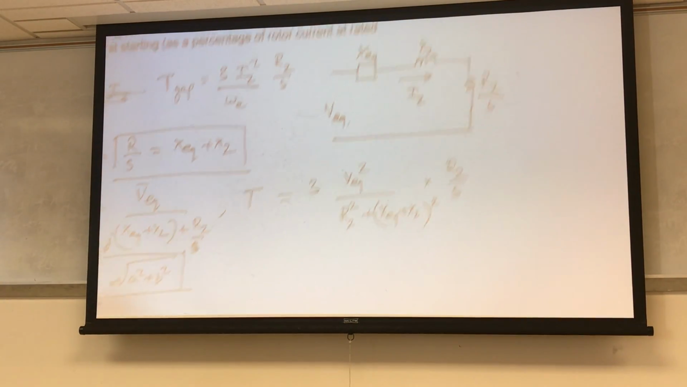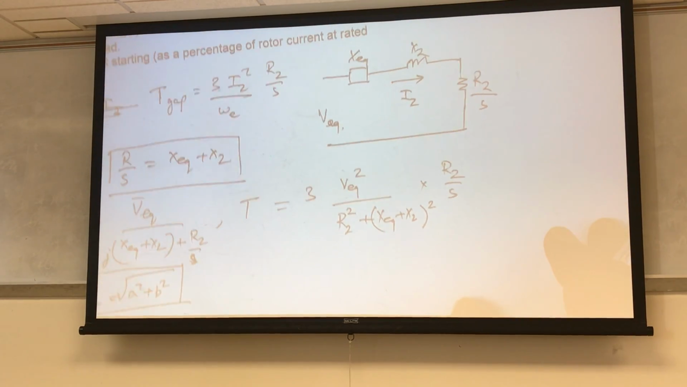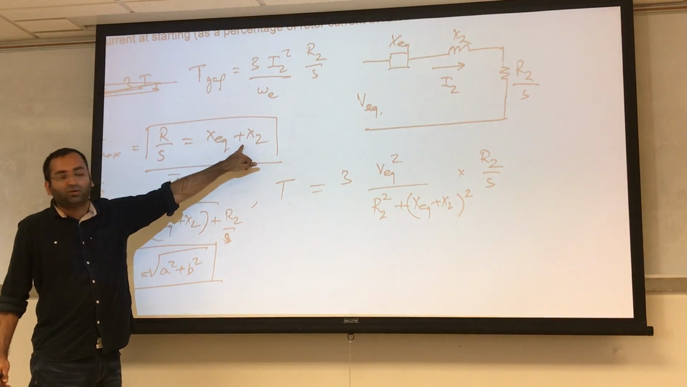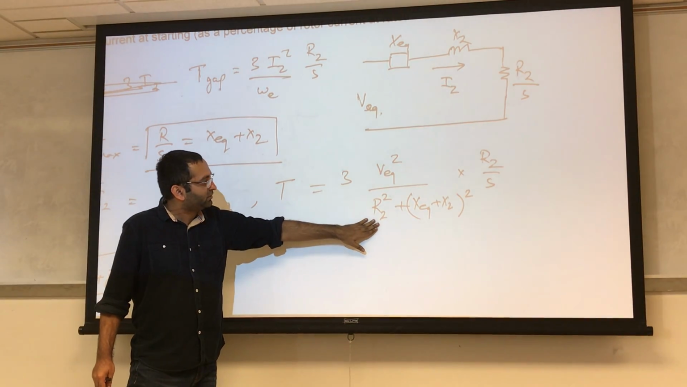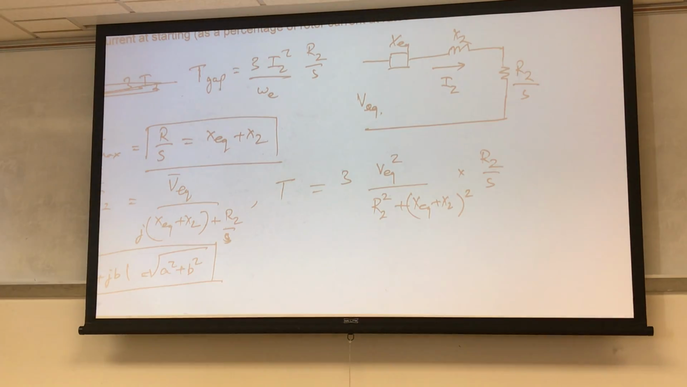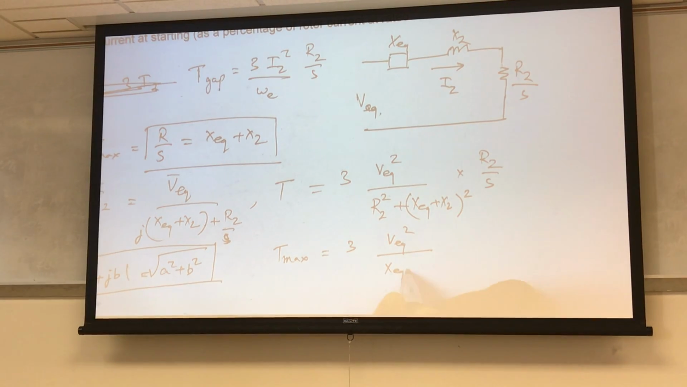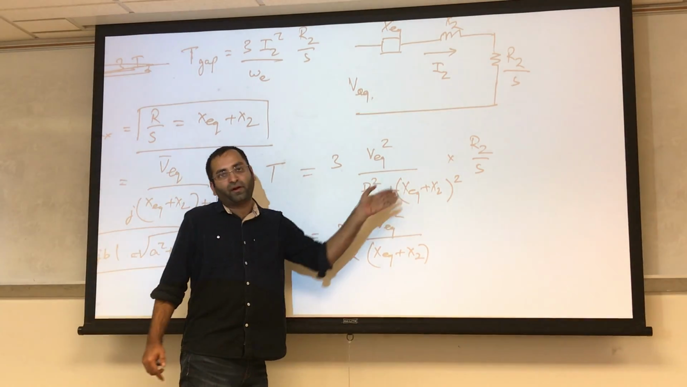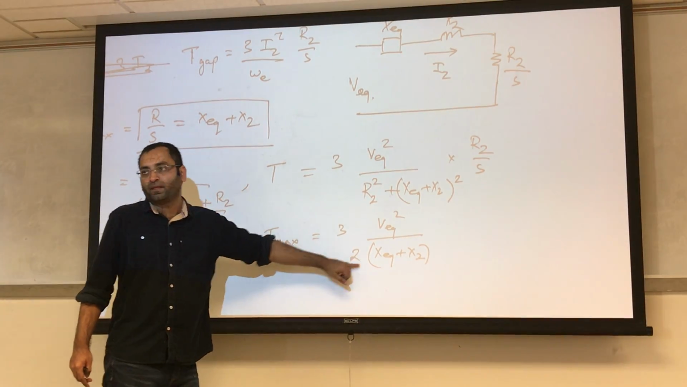So now for maximum torque, what is the condition for maximum torque? The condition is R2 by S is X equivalent plus X2. So instead of R2 over S, here and here I can substitute X equivalent plus X2. So T max is equal to 3 V equivalent square over, it will be just X equivalent plus X2 two times. I just skipped the step. So if you actually solve it, you'll find the value as this one.